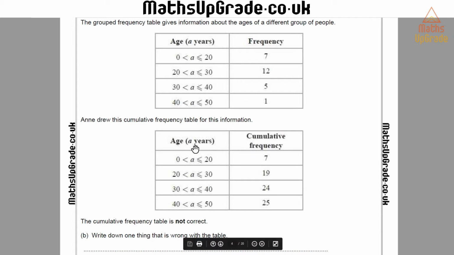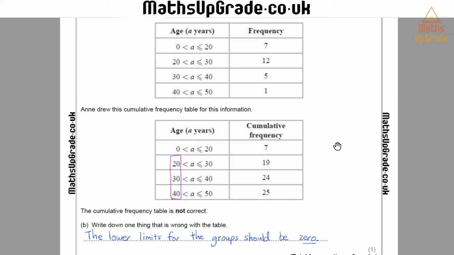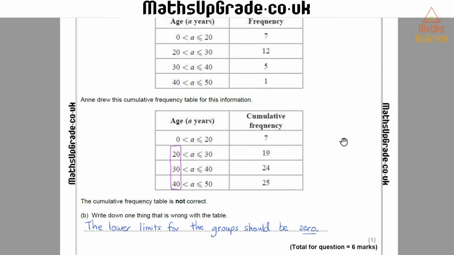So what you notice here is that the age for the first group goes from 0 to 20, and then for the second group it goes from 20 to 30. But in this cumulative frequency table, you should go from 0 to 30, and then this one should go from 0 to 40, and this one from 0 to 50. So these lower limits of these three groups here are all incorrect. They should all start at 0. So that's what I put here. The lower limits for the group should be 0. The whole question there was worth 6.